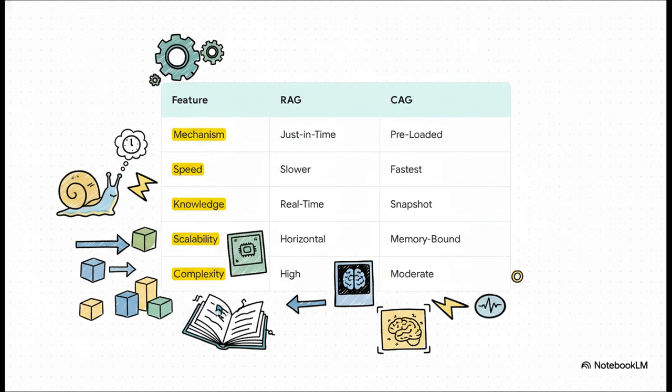RAG is going to be slower, but it gives you that real-time, super fresh data. CAG is absolutely lightning fast, but its information is only as good as its last update, which means it can get stale. And then you've got scalability. RAG can grow as big as your database, while CAG is ultimately limited by the model's available RAM.